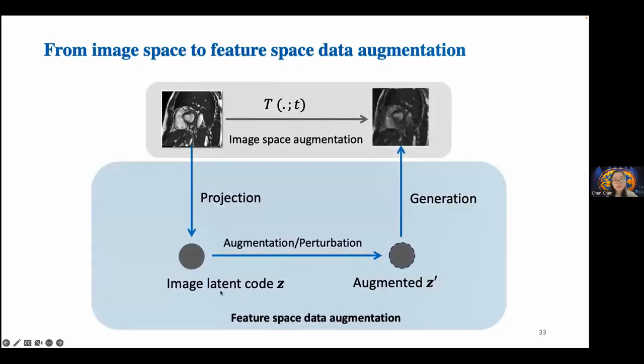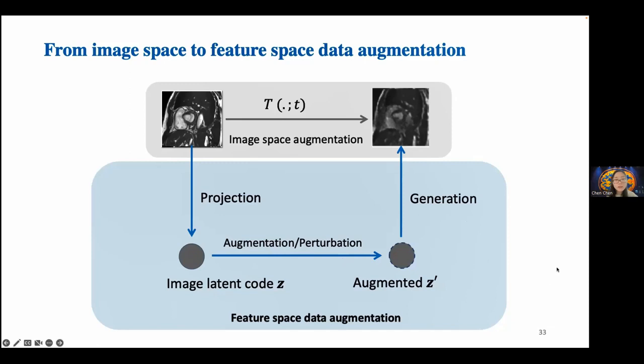So our idea is pretty simple. We're trying to let the model itself figure out those variations. In order to do this, we first project the image space into an image latent code via some projections. This can be done via an encoder function. Then we can do some augmentation or perturbation directly in this latent code space and generate an augmented latent code, which can then be projected back into the image space. This can be implemented using a decoder function.